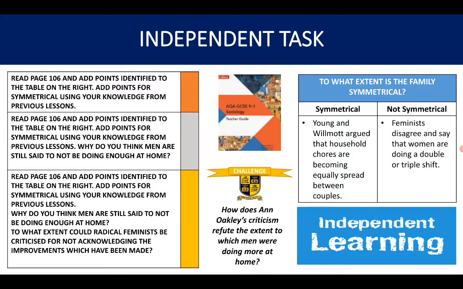Right, so what I would like you to do, with the slides which have been put on Show My Homework and with the scanned pages, is pause the video and choose either bronze, silver or gold and make notes on these areas, and complete the table that you can see on the right hand side. On the table you can see: to what extent is the family symmetrical? We are leading up to a 12-mark question. You aren't going to be answering it today, but I've given you an example of one argument for symmetrical and one argument not symmetrical. You're going to collect points, please, using knowledge from your previous lesson and page 106, and use that to fill in the table. So pause the video, spend about 10 to 15 minutes on this, and then we can move on.